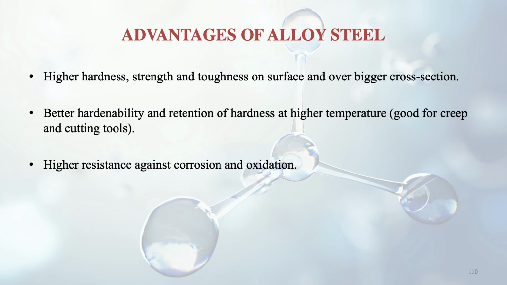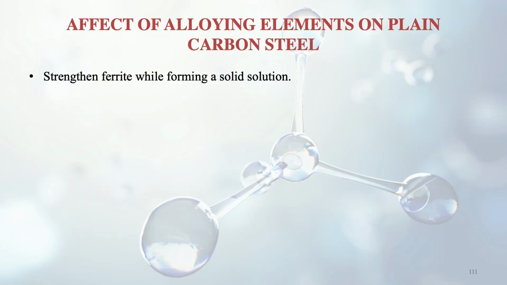Higher resistance against corrosion and oxidation also they give, like we have seen with silicon, it forms silicon dioxide, so it removes oxygen, so rusting and corrosion will decrease. So what is the effect of alloying elements on plain carbon steel? We have plain carbon steel, and when we alloy it with different elements, what will be the effect we are going to take up? So they strengthen the ferrite while forming a solid solution, like we have discussed earlier also.